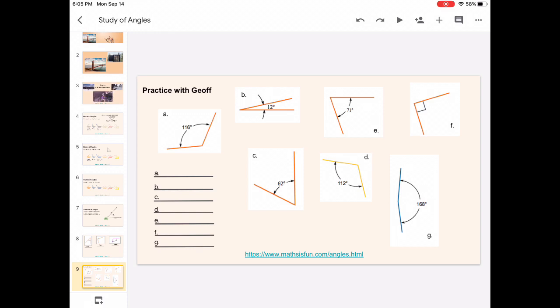I'm going to start with A here. Okay, A says it's 116 degrees. So 90 degrees is a right angle. If it's greater than 90, we know it's obtuse. So we know that A is obtuse.